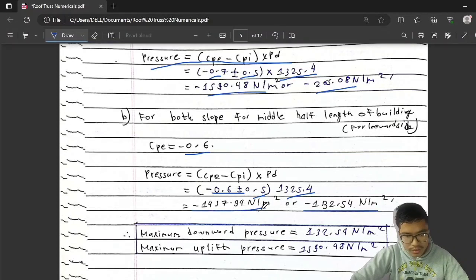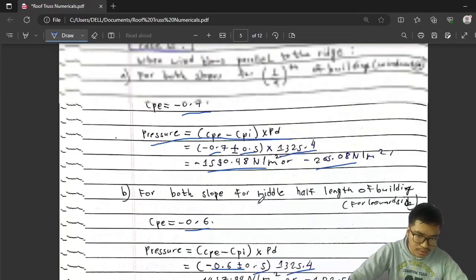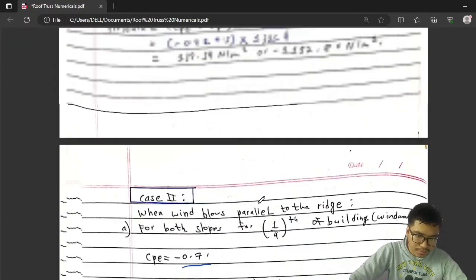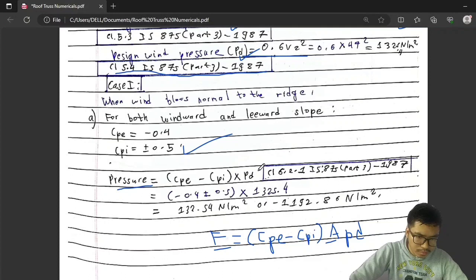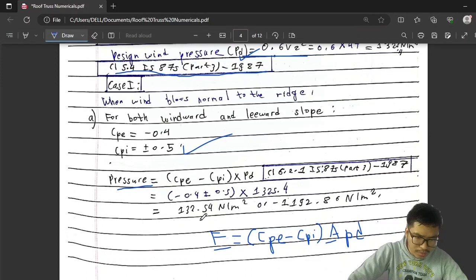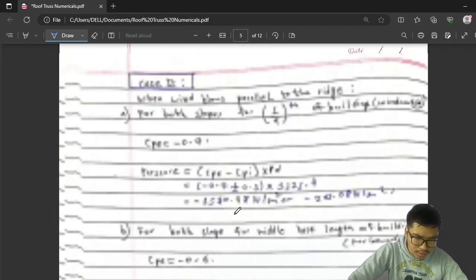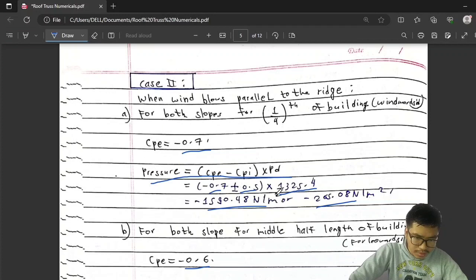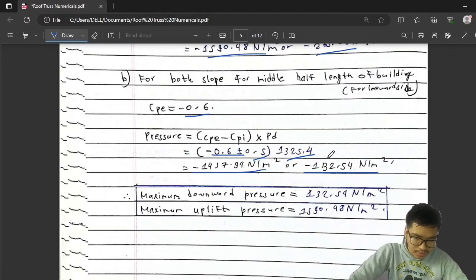and negative this value. So maximum downward pressure is the maximum positive value is here. From these two, maximum is 132 and it is less than 132. This is also less than 132, so maximum positive is 132.54 Newton per meter square, which is downward pressure.